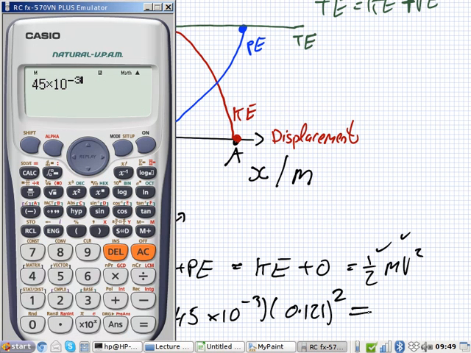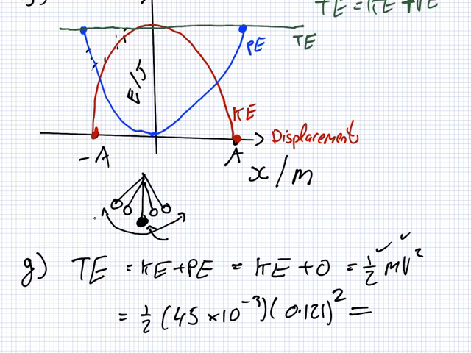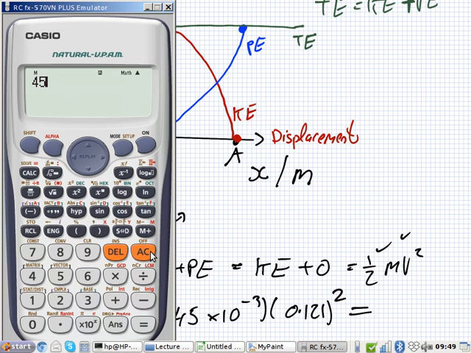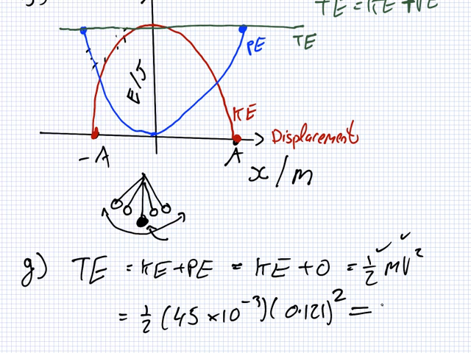Let's try that again. 45 times 10 to the power of minus 3 divided by 2 times v squared. Divided by 10 to the minus 3 gives me milli. No, that's even smaller. 329 microjoules.